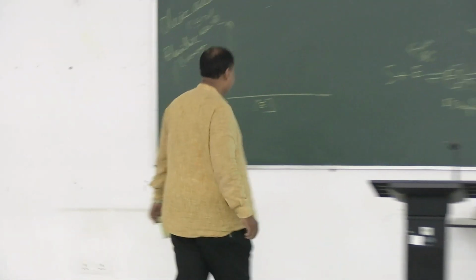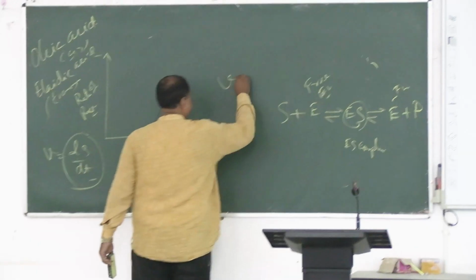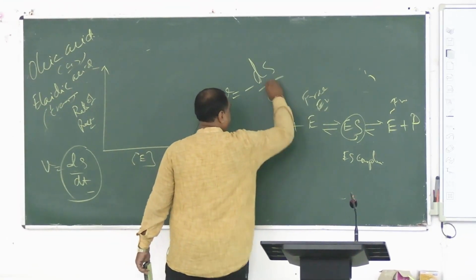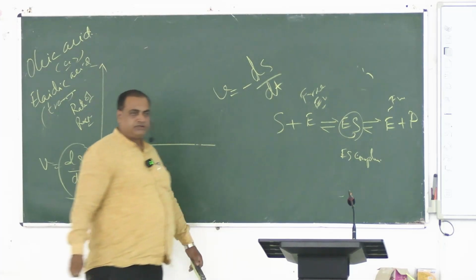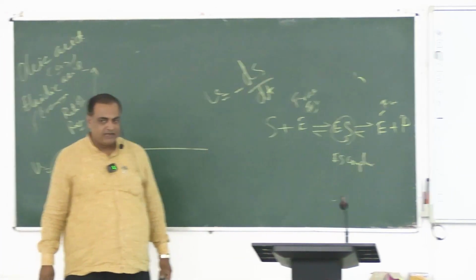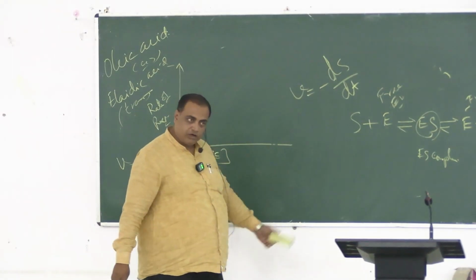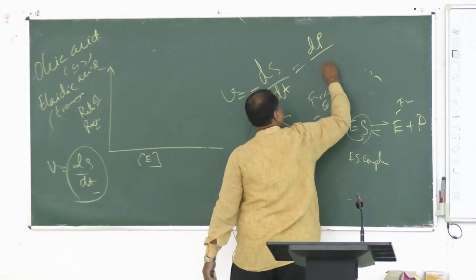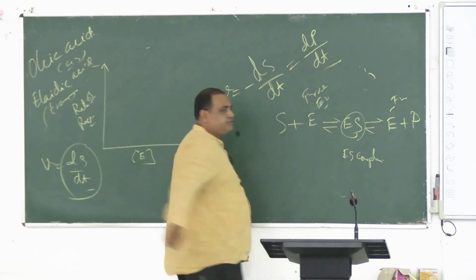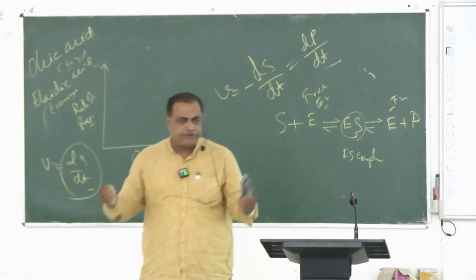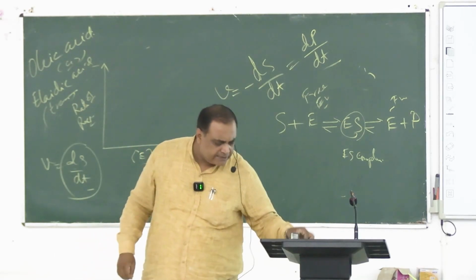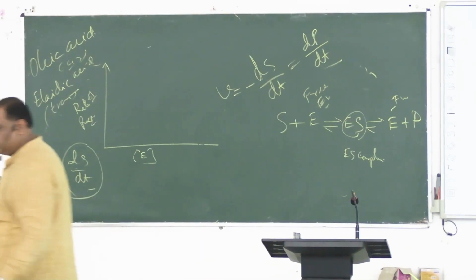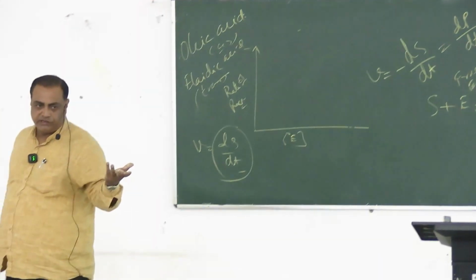So what will I say? How much substrate is being utilized per unit time, minus dS/dt, or dP/dt. How much product is being formed. Now which one to take? In any enzymatic reaction, this is the first question you have to answer. Because otherwise you cannot monitor the reaction.